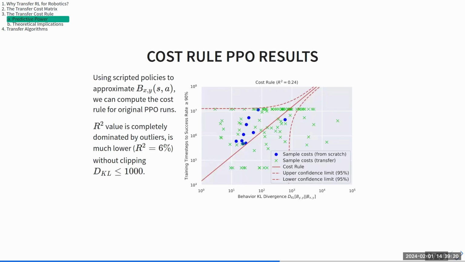So I don't have behavior distributions of the original PPO runs or the neural networks, so I can't directly compute their cross behavior distributions. What I can do instead is take the scripted policies that Metaworld has and use them to collect cross-domain distributions. So these are a bit of an awkward proxy for what happened in the original transfer cost matrix. So this is the data of the original transfer cost matrix, and how well this rule works in predicting.